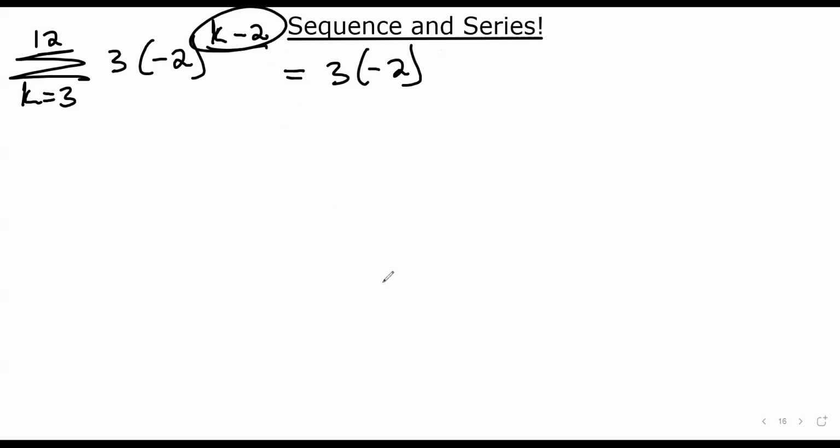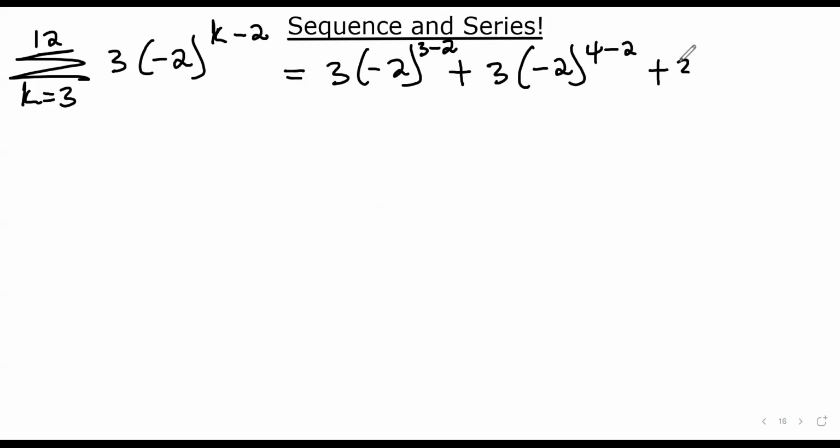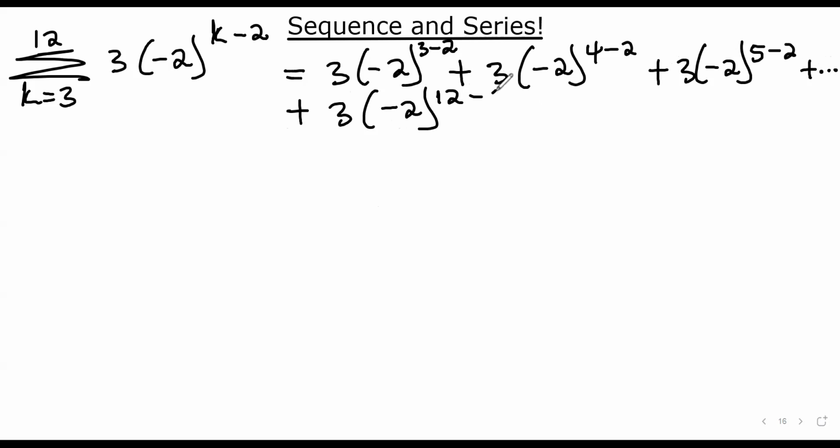So 3 minus 2, that's 1. You can show that you literally said 3 minus 2, or you can just show the final result. I think we should show that. Then you say, well, 3 into -2, 4 minus 2, 3 into -2, 5 minus 2. But this goes on up until the last term, which we obtain by substituting k equals 12.